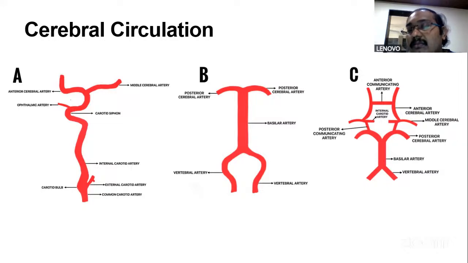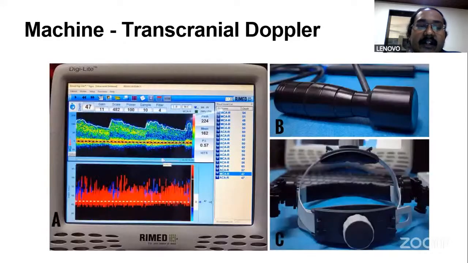So you can see the anterior communicating artery, and it helps in bridging right circulation and left circulation, so right hemispheric circulation and left hemispheric circulation in the anterior part. So it is combined by the anterior communicating artery connecting two anterior cerebral arteries, whereas the posterior communicating artery bridges anterior circulation and posterior circulation. So with this brief knowledge on intracranial arteries, we go ahead and look at the machine.